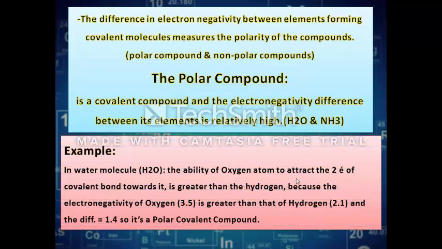Example. In the water molecule H2O, the ability of the oxygen atom to attract the two electrons of the covalent bond towards it is greater than that of hydrogen, because the electronegativity of oxygen, equal to 3.5, is greater than that of hydrogen, 2.1, and the difference equals 1.4, so it is a polar covalent compound.